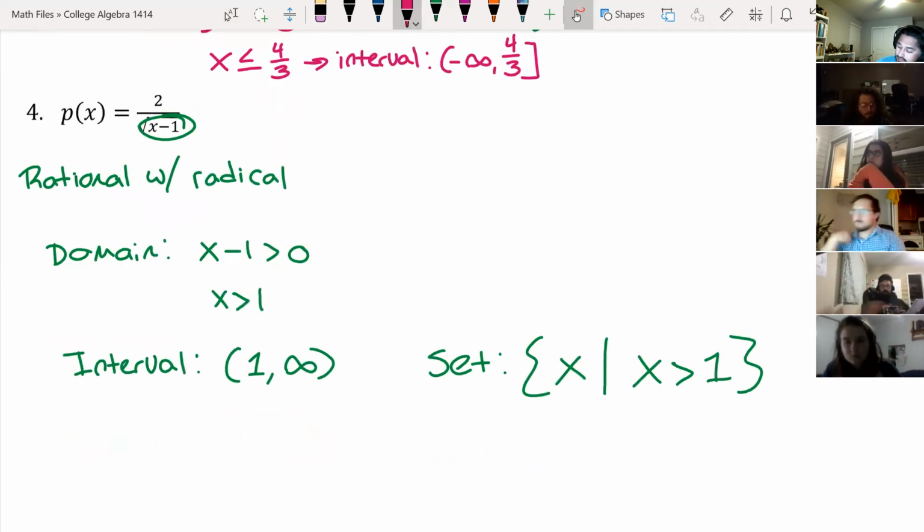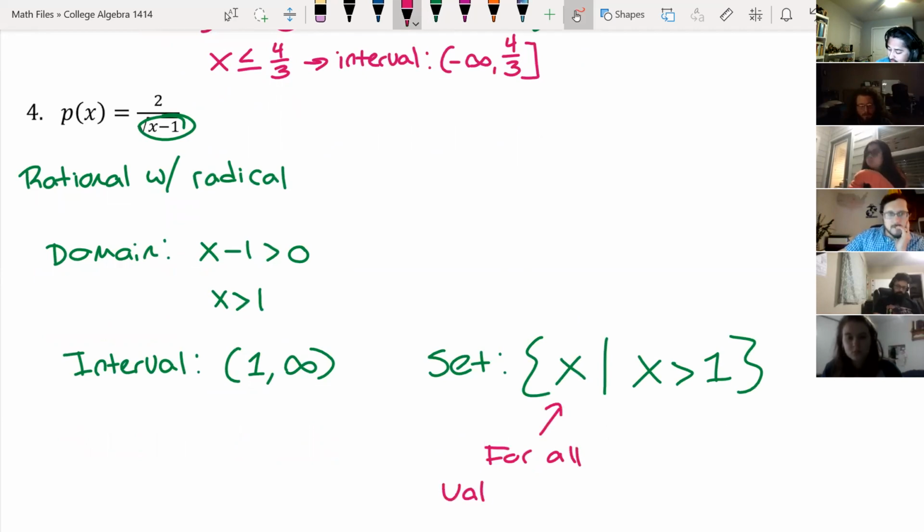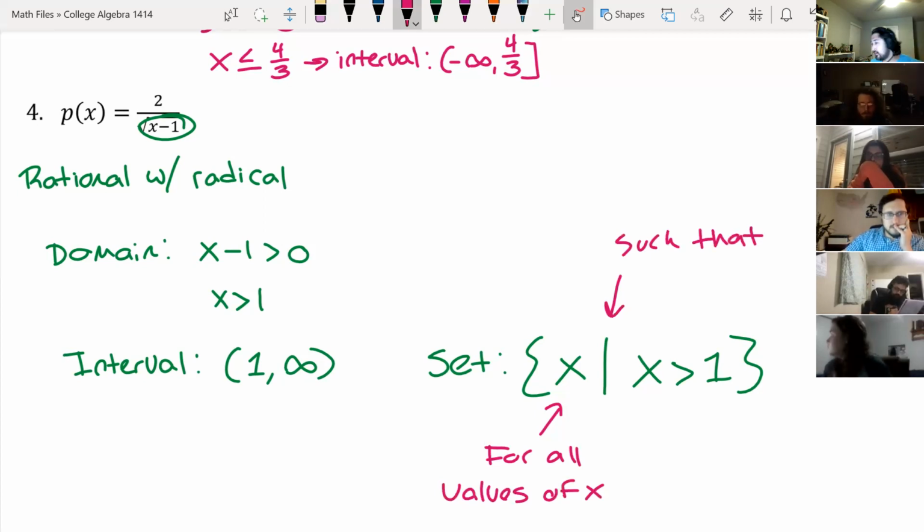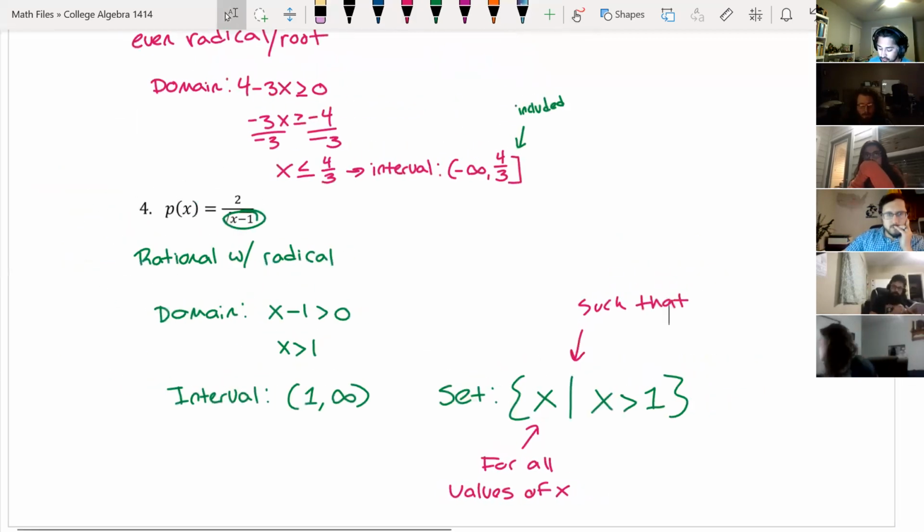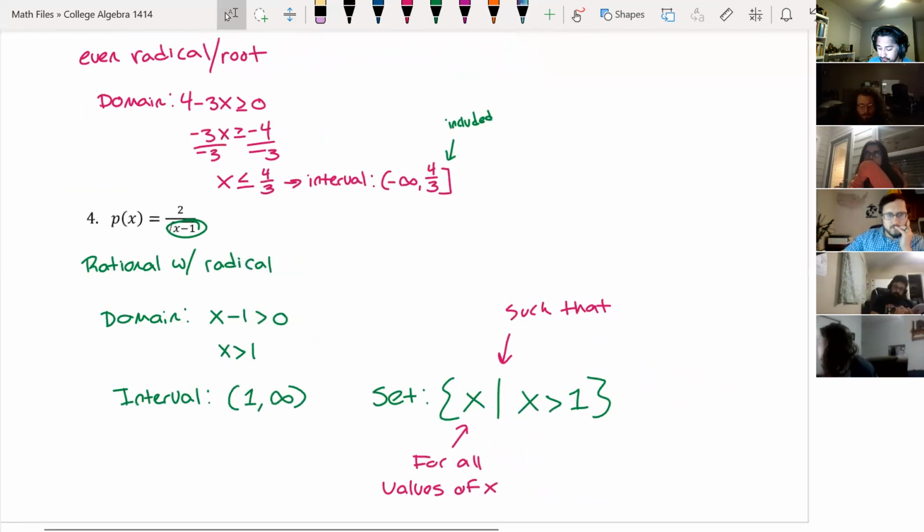So again, how would you say that for the union one, the one from the rational function? Oh, good. We'll get there in a second. So let me just say how to pronounce it. For all values of x, such that x is greater than 1. So that little vertical bar means such that. Okay.